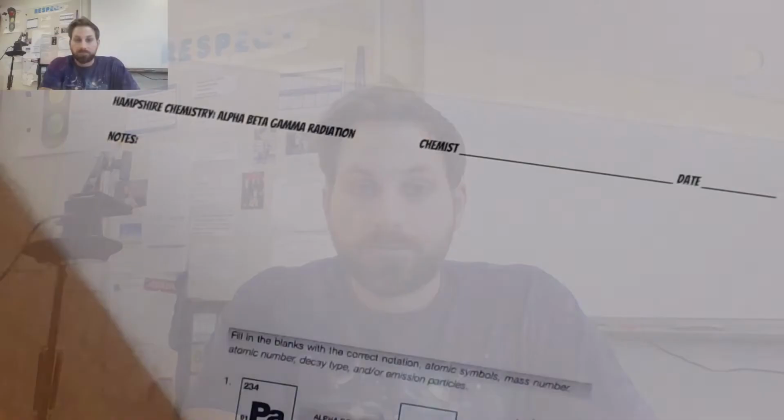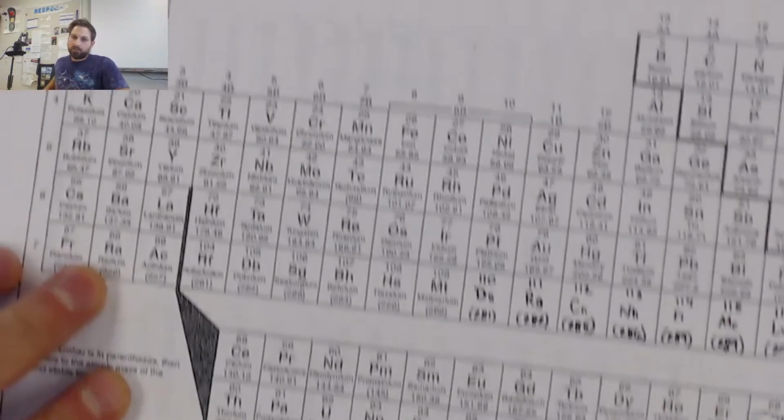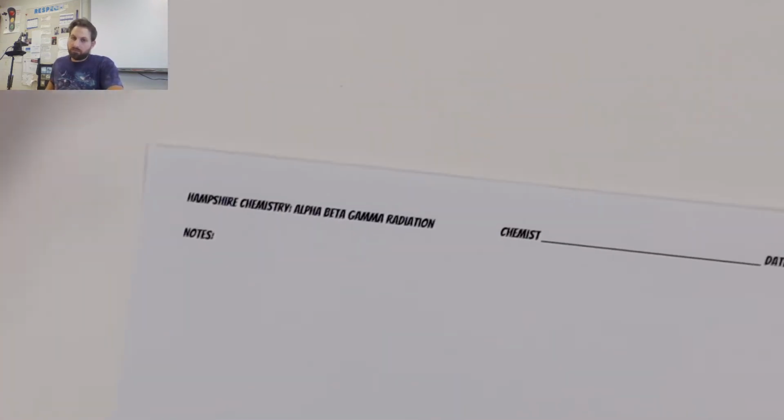What you should have out in front of you right now is a periodic table and also the sheet I gave you yesterday, which is called alpha, beta, gamma. If you do not have that sheet, that's okay. You can go to our Haiku page and print off a copy or use it as a Google Doc and just make it work. So again, have a periodic table out, have this sheet out.